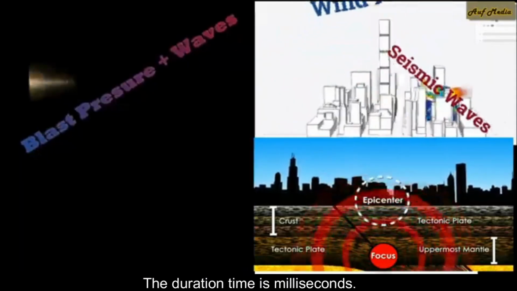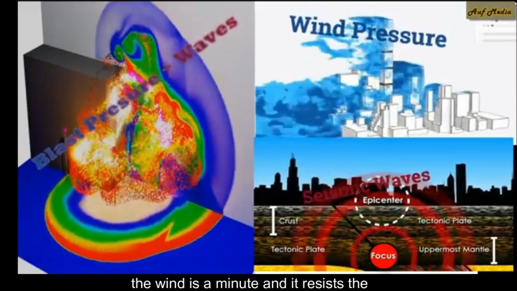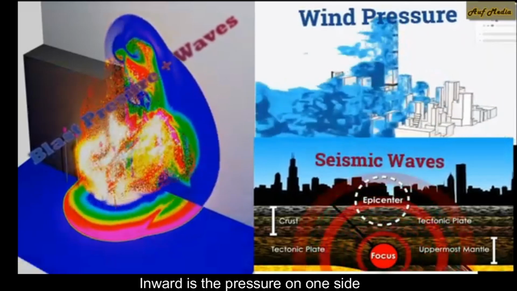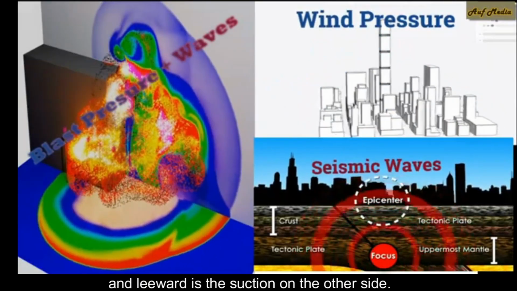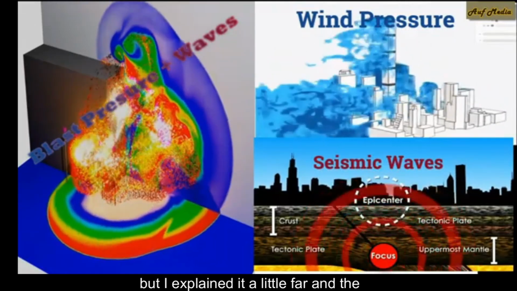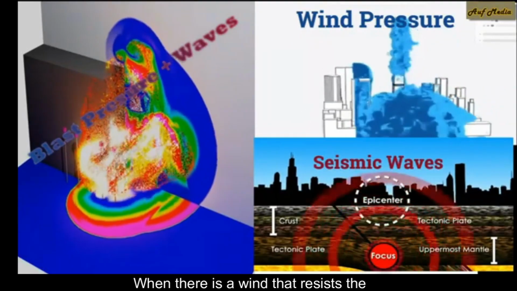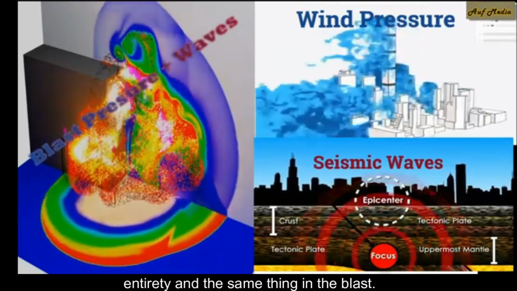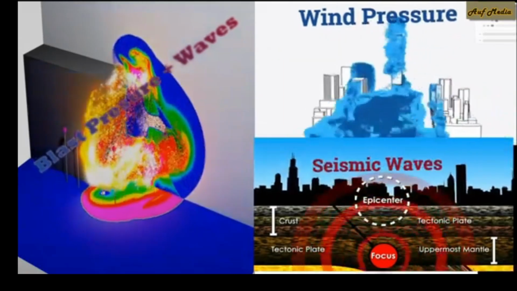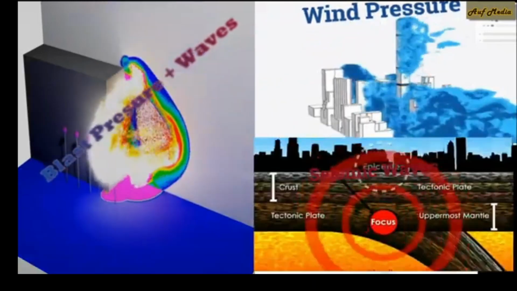The duration time of the blast is milliseconds. The opposite is the earthquake, which is a second to 2 seconds, and the wind is a minute, and it resists the building for a minute also. There is windward and leeward. Windward is the pressure on one side, and leeward is the suction on the other side. This is present in the blast, as I explained a little earlier, and the same thing in the wind. When there is a wind that hits the building, it affects the building in its entirety, and the same thing in the blast. It does suction on one side and pressure on the other.